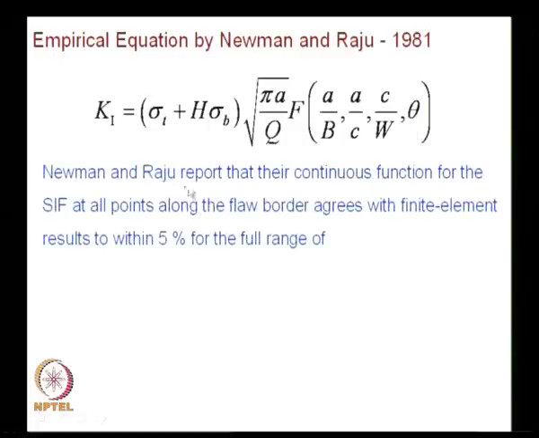And what you will have to note is Newman and Raju have reported that the empirical relation is within 5% of the finite element calculation for the full range of a by b and a by c from 0 to 1 and 2c by w less than 0.5. You will also have to note down the width of the specimen, that is also playing a role.